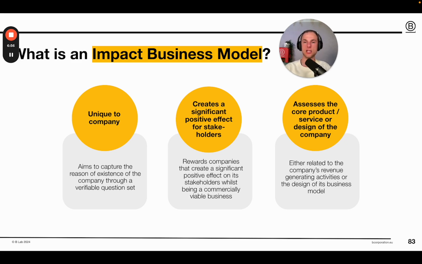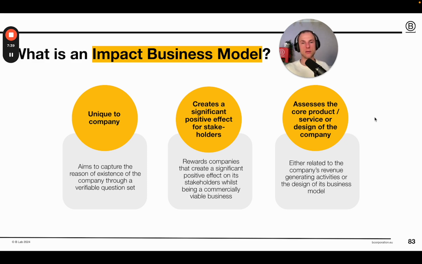Lastly, it generally assesses the core product or service of the company, or the way that the company is designed. So if you're selling particularly healthy medical supplies, it's about the product that you sell. But it could also be, an impact business model could also relate to being worker owned. For example, if you have a worker ownership kind of structure, so your employees can become owner of your company. This is relating to the design of your company, of course. So both are possible.